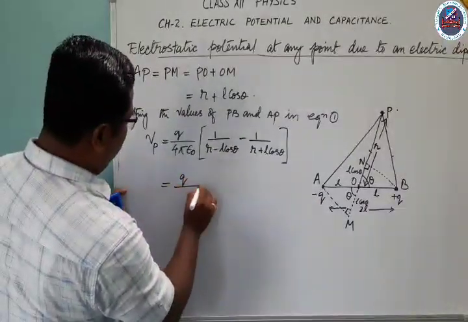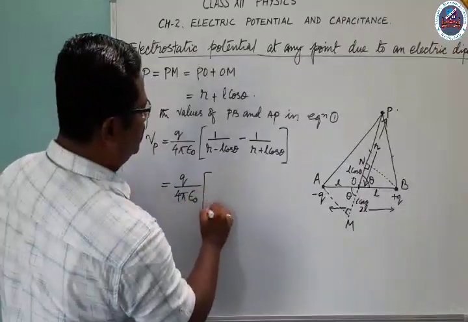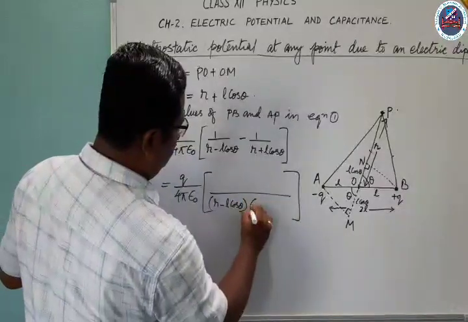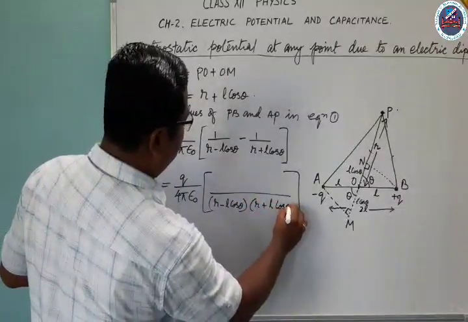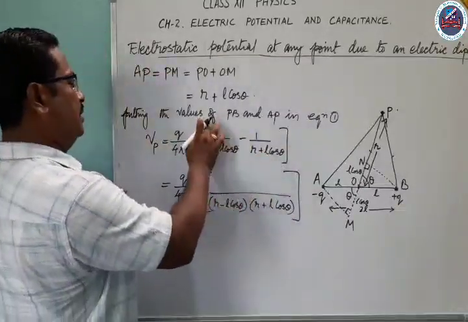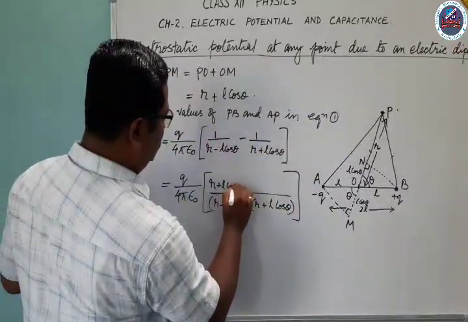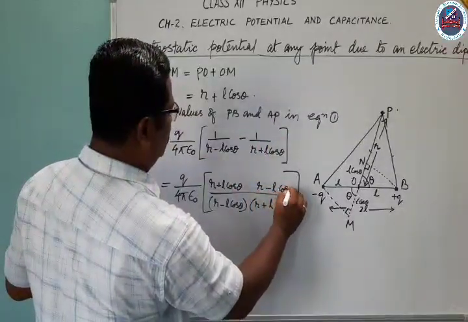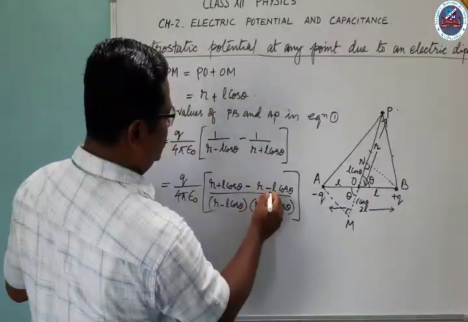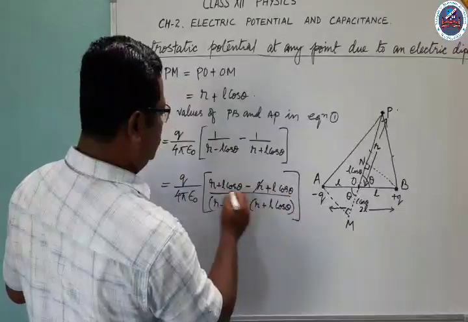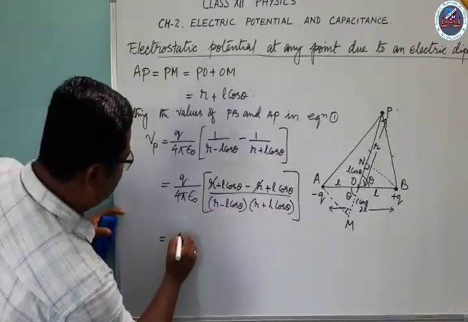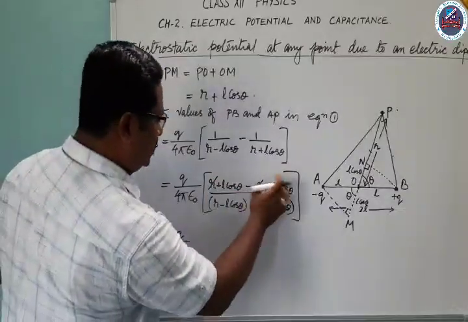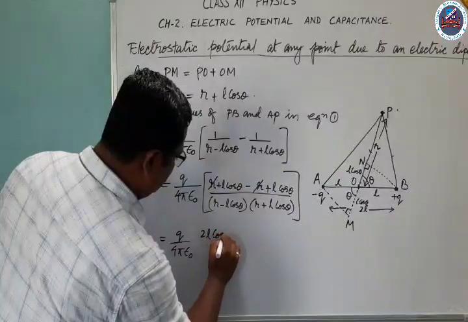Now this is q divided by 4 pi epsilon naught. We'll take the LCM, which will be R minus L cos theta into R plus L cos theta. Both the terms will come: R plus L cos theta into 1 is R plus L cos theta, and R minus L cos theta into 1 is R minus L cos theta. But there is a minus sign here, so minus into minus will become plus. So these two terms will get cancelled. Then you will get q divided by 4 pi epsilon naught, L cos theta plus L cos theta is 2L cos theta.